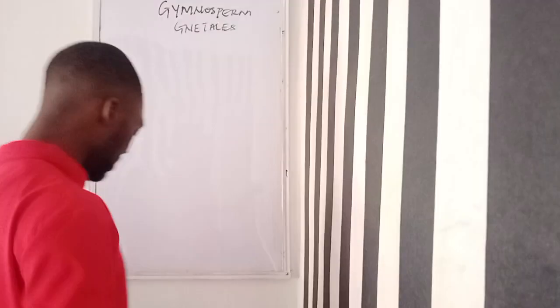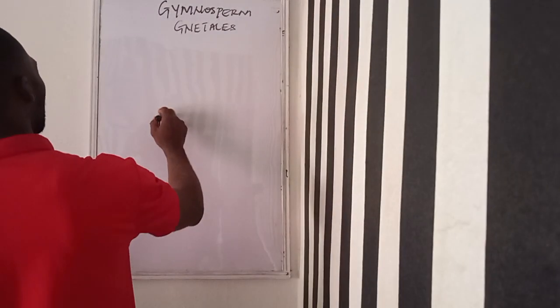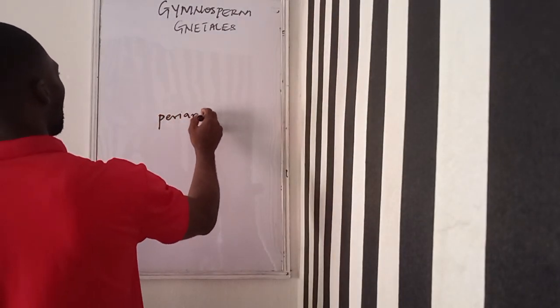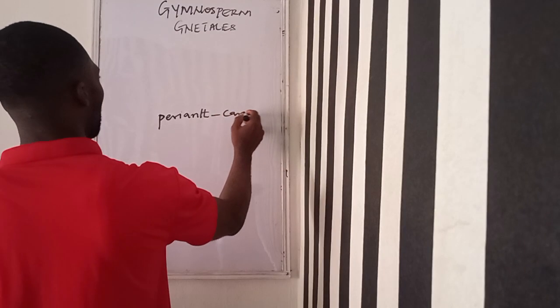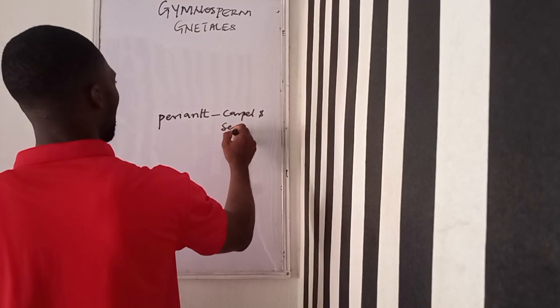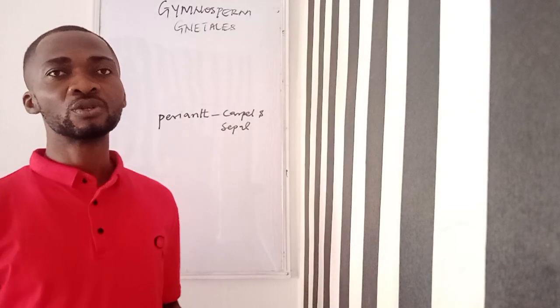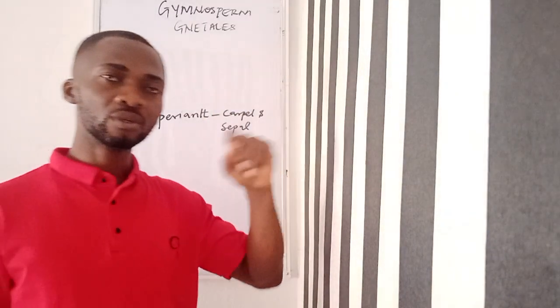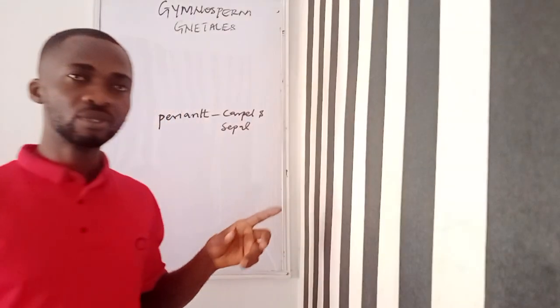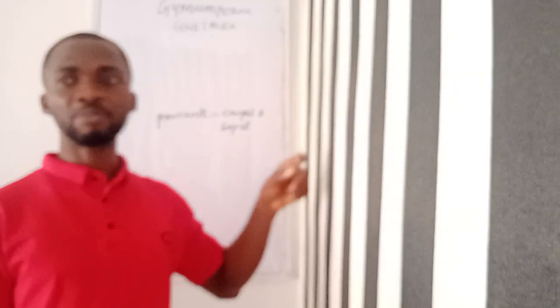Both male and female flowers of Gnetum possess perianth. When we talk about perianth, it refers to the carpel and the sepal. Carpel and sepal are called perianth. So it says both male and female flowers of Gnetum possess perianth as in angiosperm. So the flower-like structure in Gnetum has both the carpel and the petal, which collectively are called perianth.